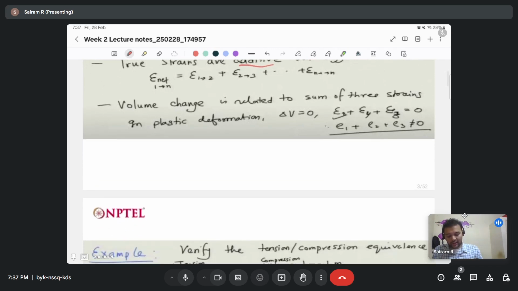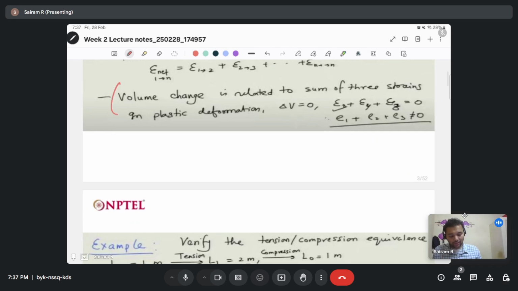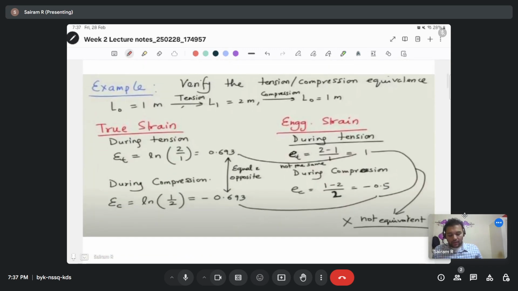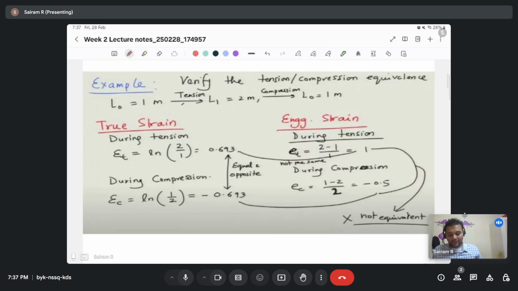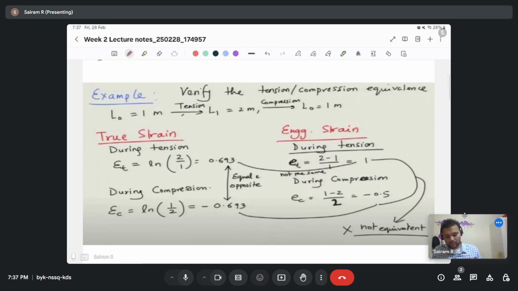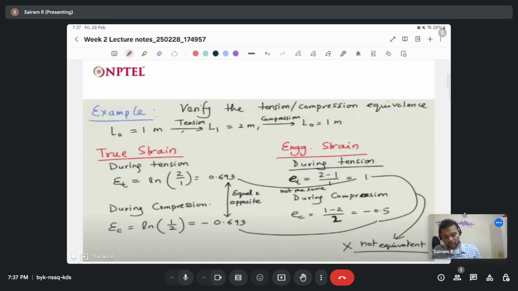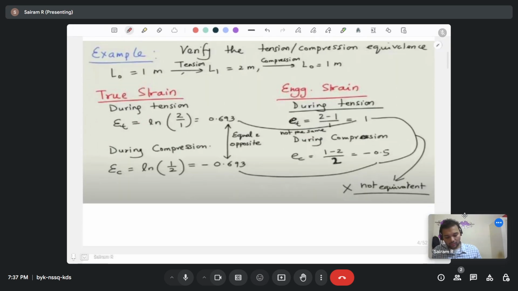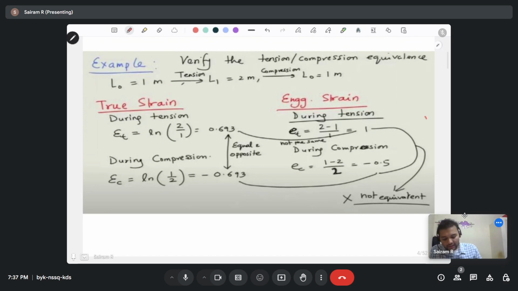We can also see this volume change is related to some of these three strains. This is available in a second example. Verify the tension compression equivalence. So let us try and solve this problem once again.